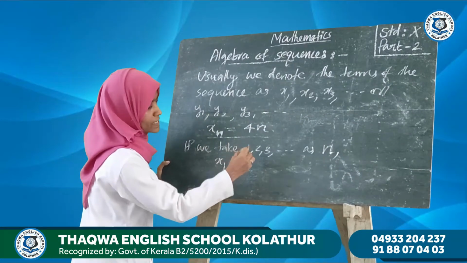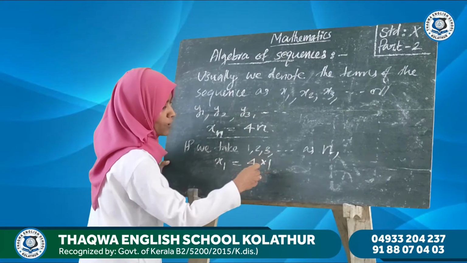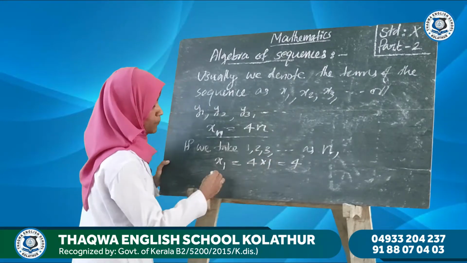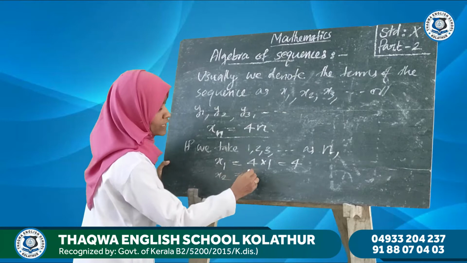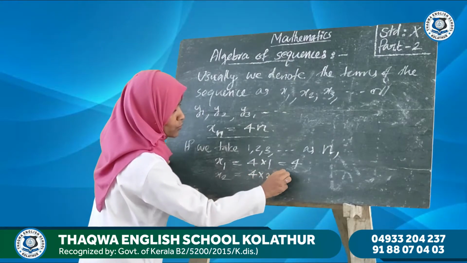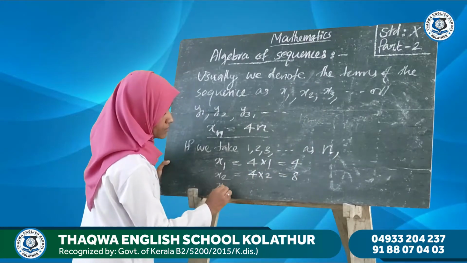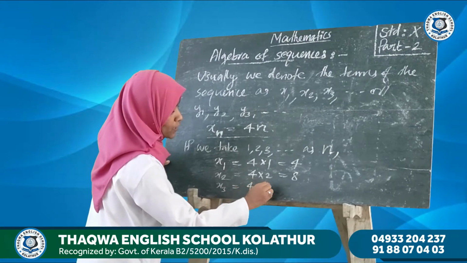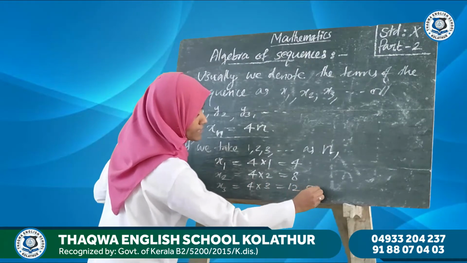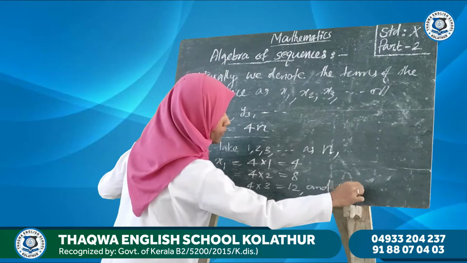x1 equals 4 into 1, that is 4. x2 equals 4 into 2, 8. x3 equals 4 into 3, 12 and so on.